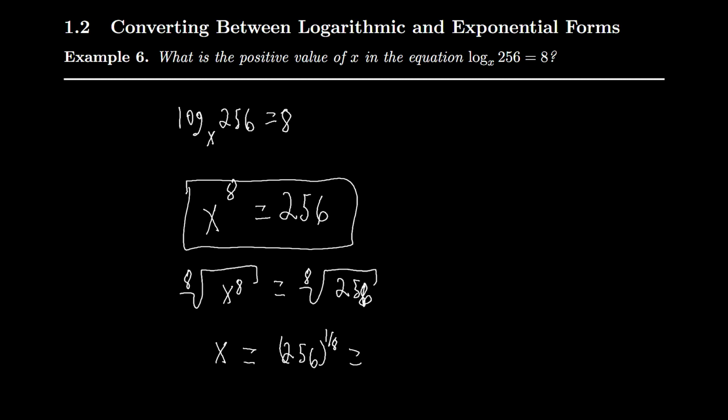But this is asking what number times itself 8 times is 256. And you'll find that if you raise 2 to the power of 8, you get 256. So the 8th root of 256 is 2. So log base 2 of 256 is 8. So we would say that x equals 2. But it's just using the same properties as before. Let's look at another one.